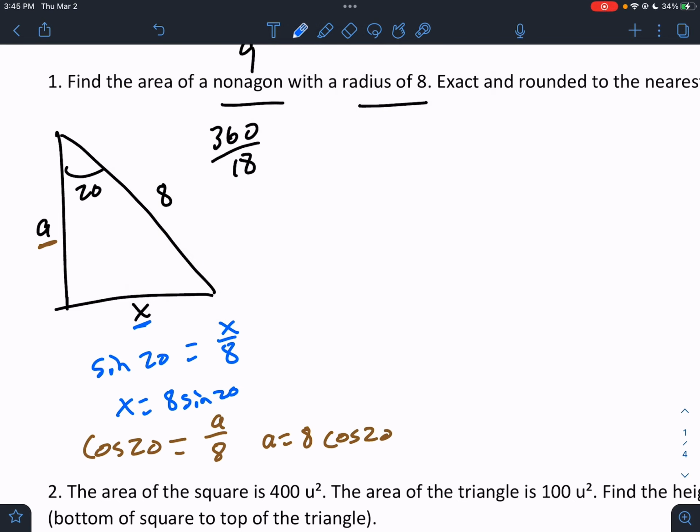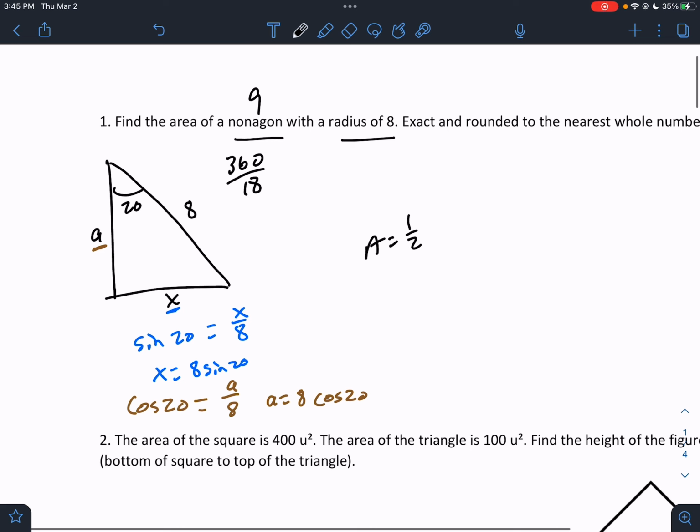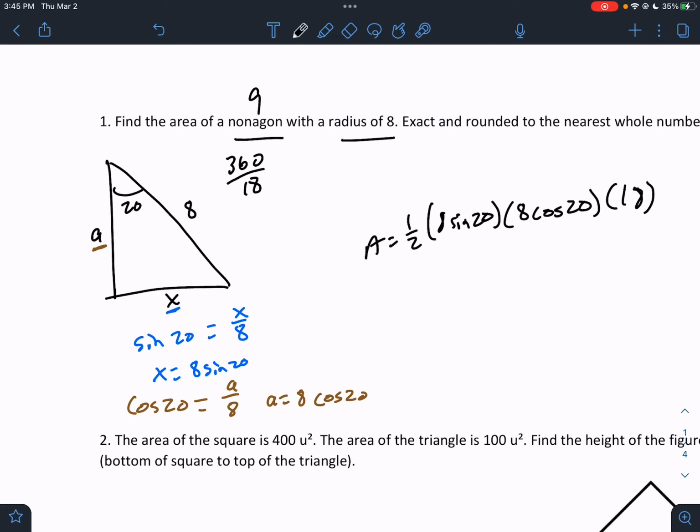So the actual area on this question would be 1/2 times the base, which is 8 sine 20, times the height, 8 cosine 20. And because it's a nonagon, there would be 18 of them. So that would be half of 8 times 8 times 18. I would do 8 times 8, that'd be 64. Half of 18 would be 9, so 64 times 9. 64 times 10 is 640. So if you do 640 minus 64, that's one way you could do it. That would land you on 576.